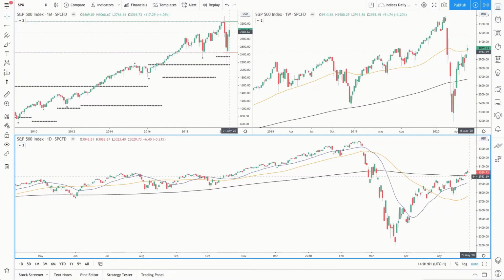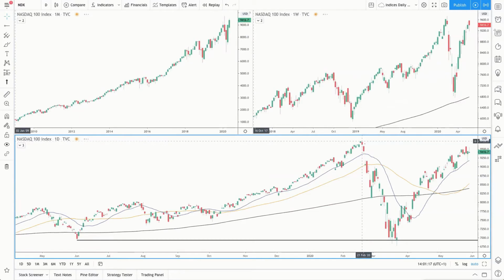And on the daily time frame, price is still above the 200 moving average despite a bearish day yesterday. But we want to see price close above this whole level of support by the end of the month, and then we want to see further strength towards that current all-time high. So the S&P 500 is looking strong for a continuation.